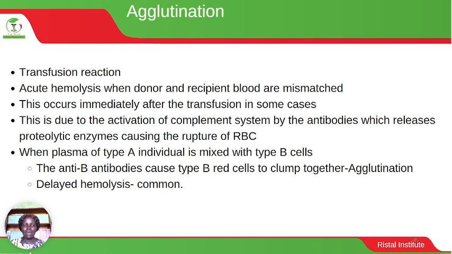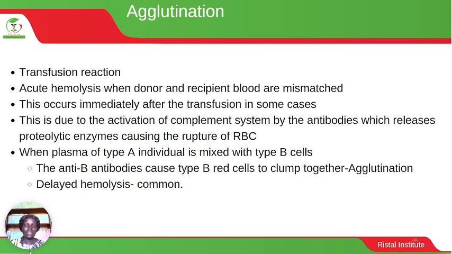So when plasma of a type A individual is mixed with type B cells, the anti-B antibodies cause type B red blood cells to clump together, what we term as agglutination.